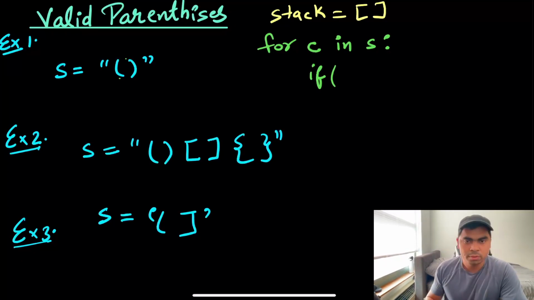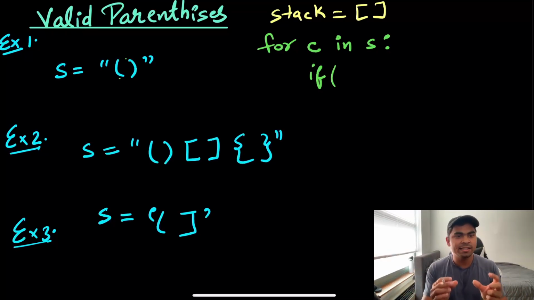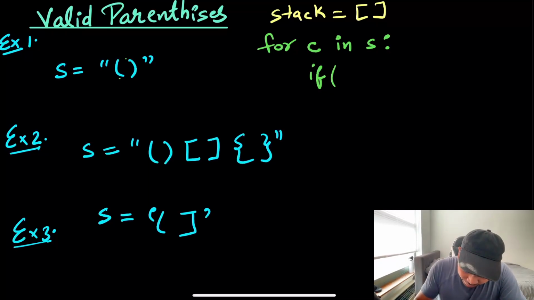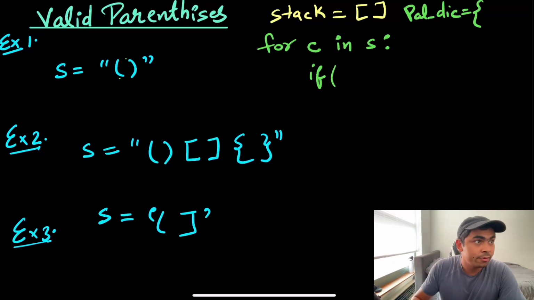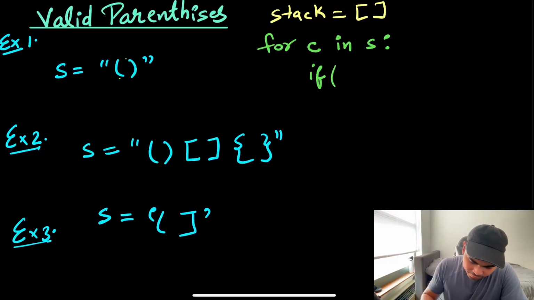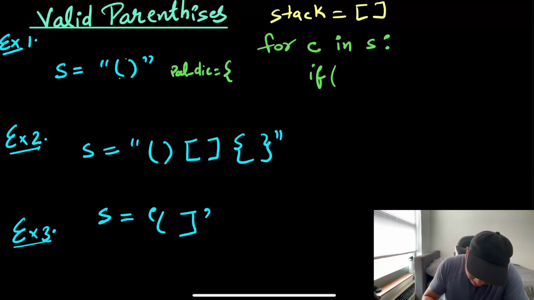Basically, and also how about we make a little dictionary so that we are able to get the corresponding parenthesis. Let's call it paldic. That sounds really bad, but let's go with it. And here we will have this, you guys can't see it, so I'm going to make it over here. So paldic, parenthesis, not paldic, sorry, pardic.